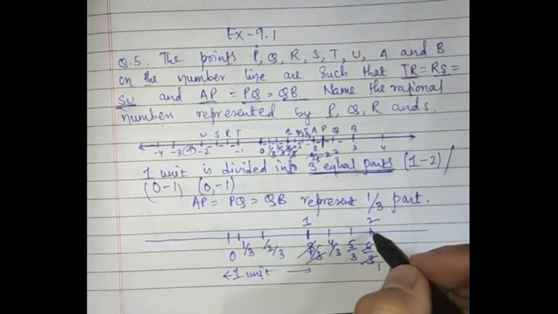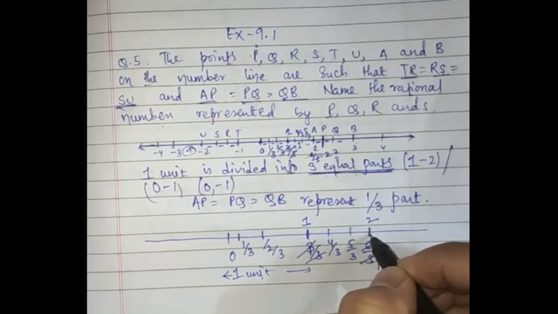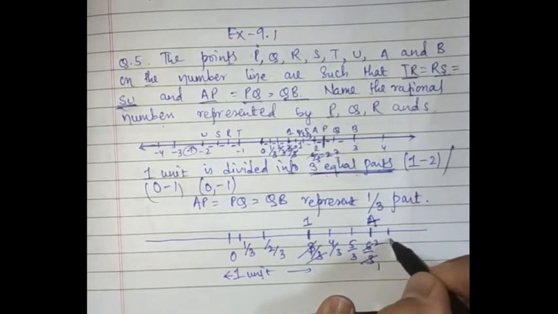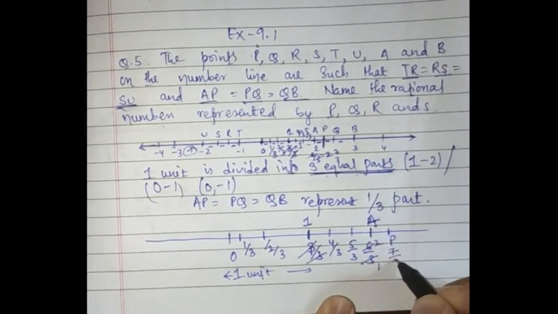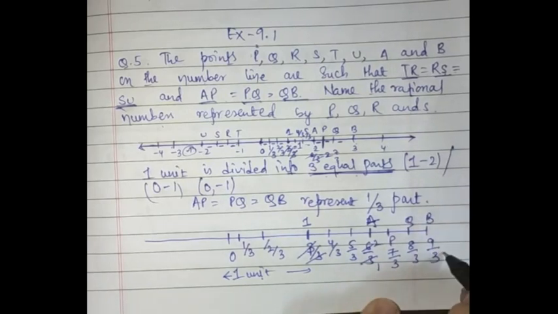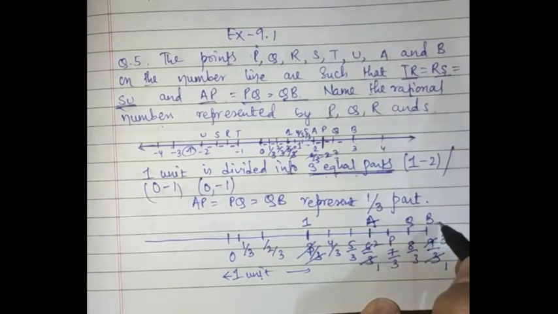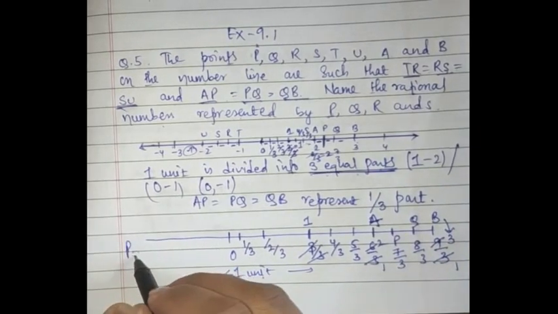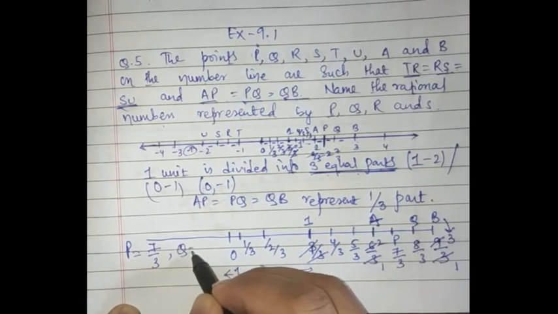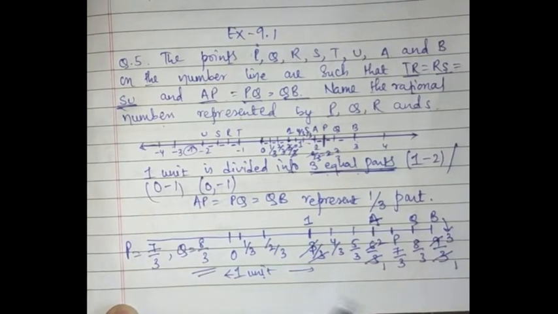So your 2 was represented by A. And after that what is there? P is there. So P should be 7 by 3. And again Q should be 8 by 3. And B should be 9 by 3, which is 3 ones are 3, 3 threes are 9. B is actually 3, isn't it? So from here we got that P is equal to 7 by 3, and Q is equal to 8 by 3. So from here we got these two things.